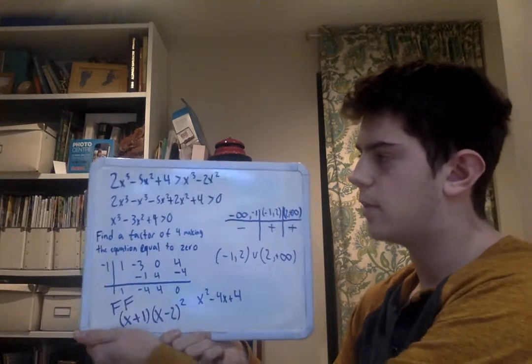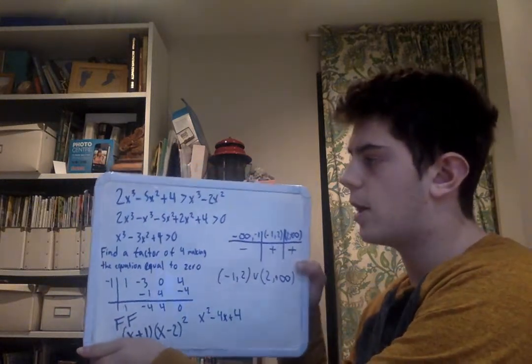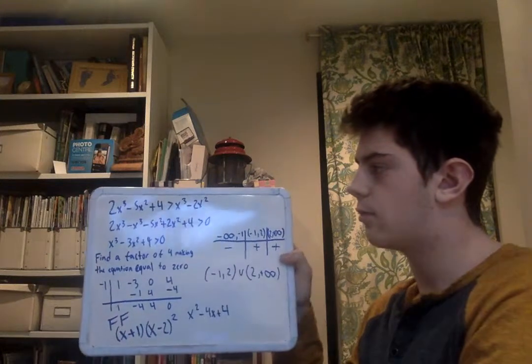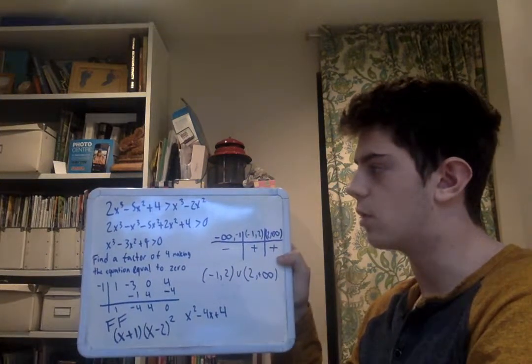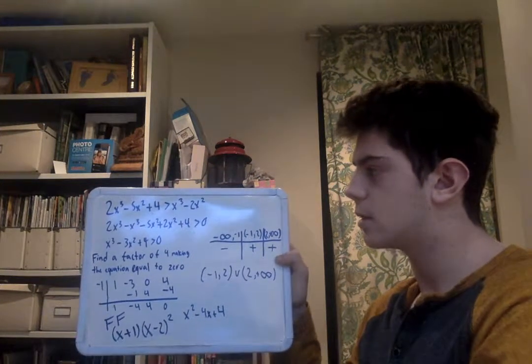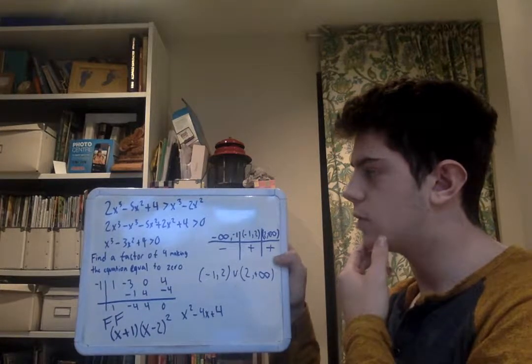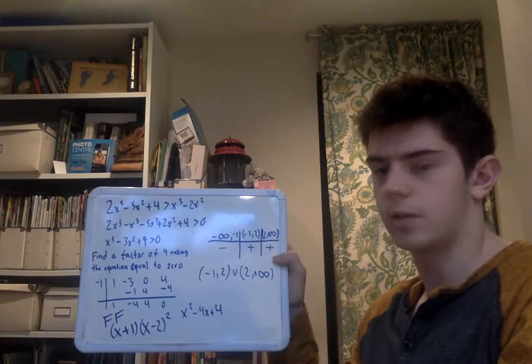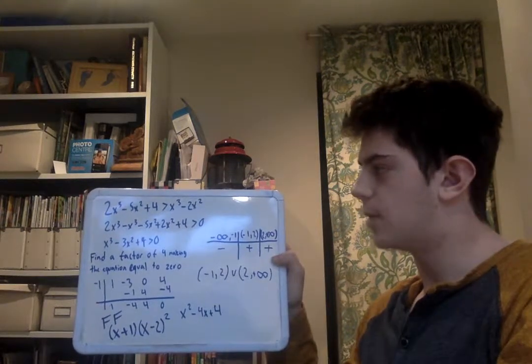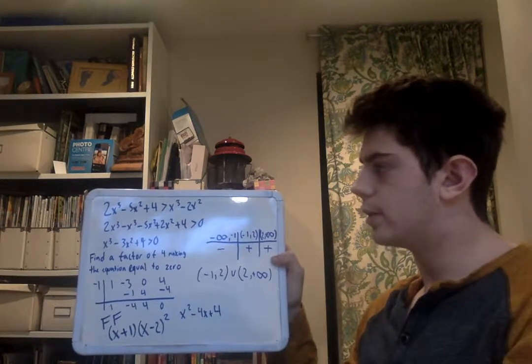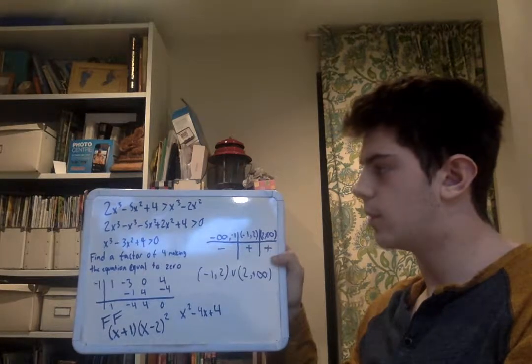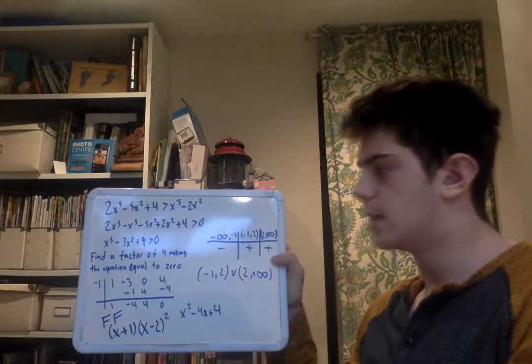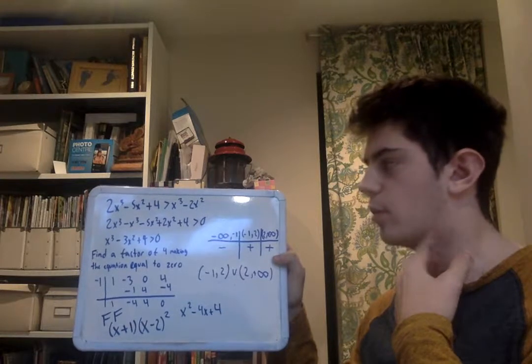Okay, so if I'm given the inequality 2 to the power of 3 minus 5 to the power of 2 plus 4 is greater than x to the power of 3 and negative 2x to the power of 2, and I want to solve this inequality, my first step is I'm going to bring all the numbers and variables over to one side, simplifying it down to a polynomial function.